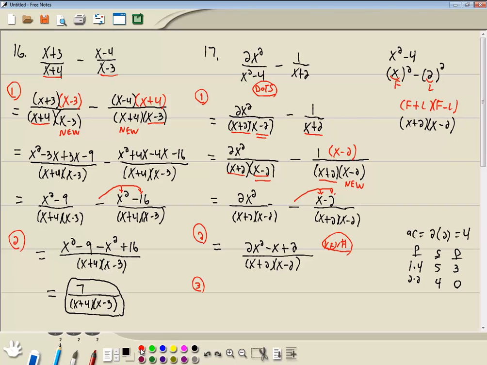Now, a number we're looking for is always a number in our middle term, which is the 1, the invisible 1 here. I don't have a 1 over my S and D column, which means that this will not factor, and this is our answer. We don't have to do step 3 or step 4.